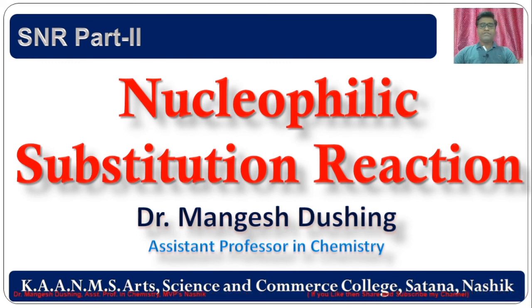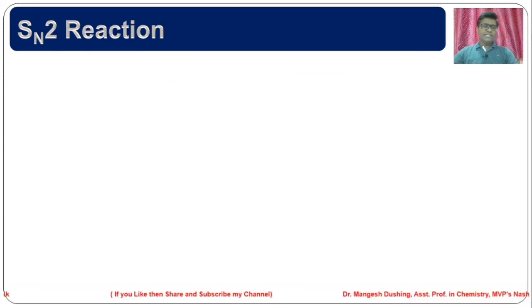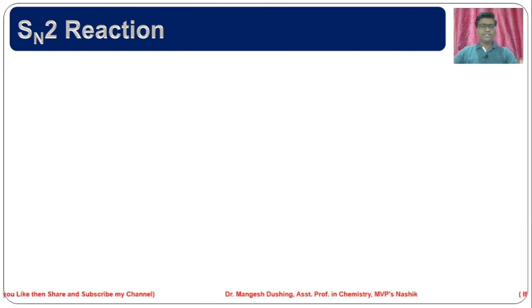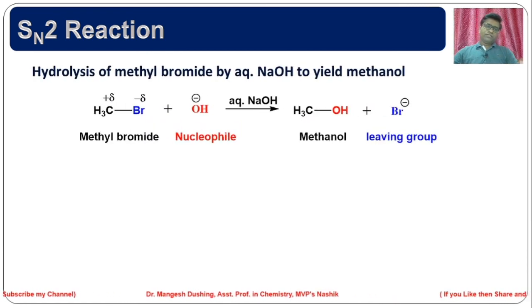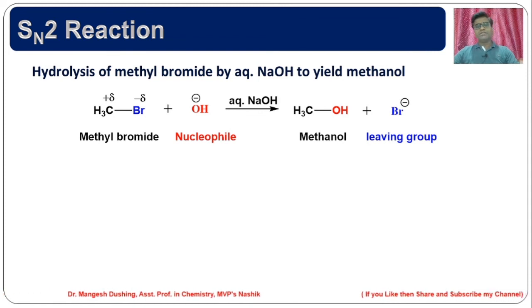In this video we will start the nucleophilic substitution reaction bimolecular, that is the SN2 reaction. Friends, SN2 reaction means bimolecular nucleophilic substitution reaction. In an example, we will see hydrolysis of methyl bromide by aqueous NaOH to give methanol.